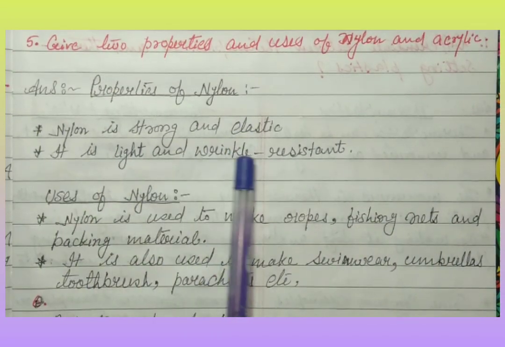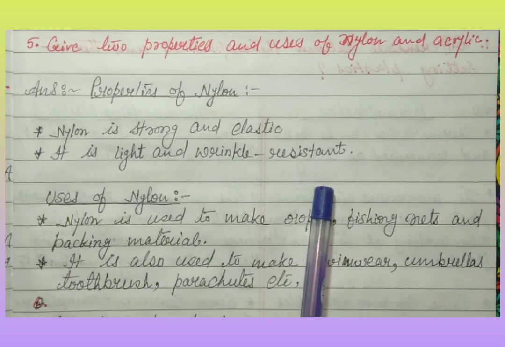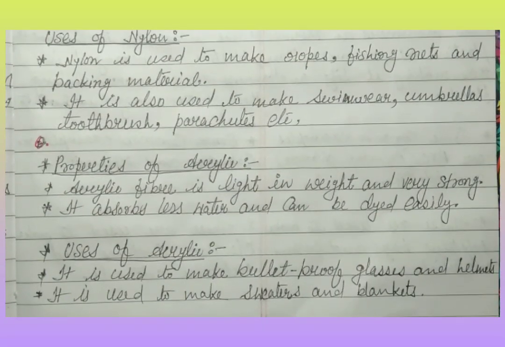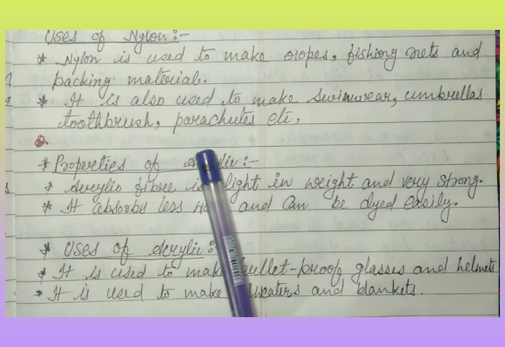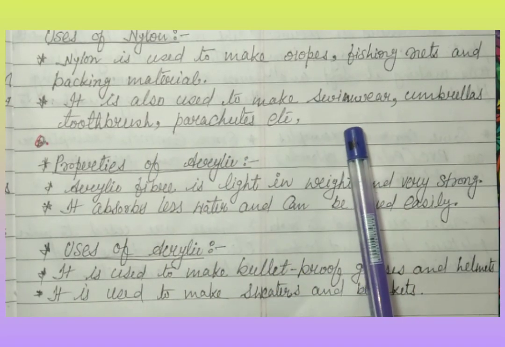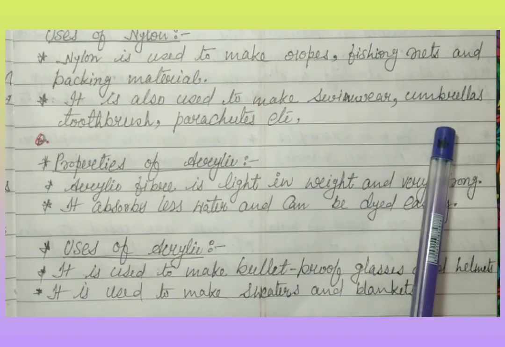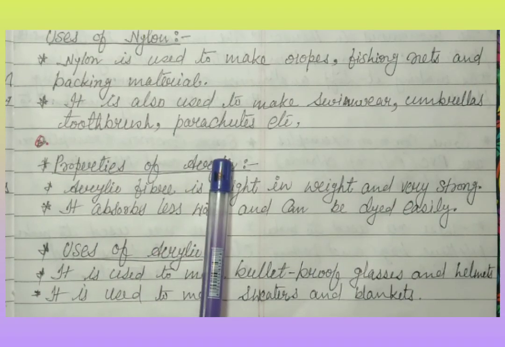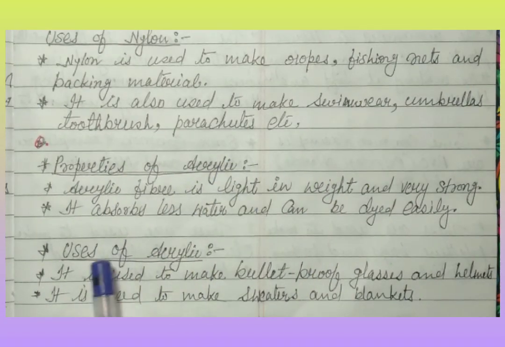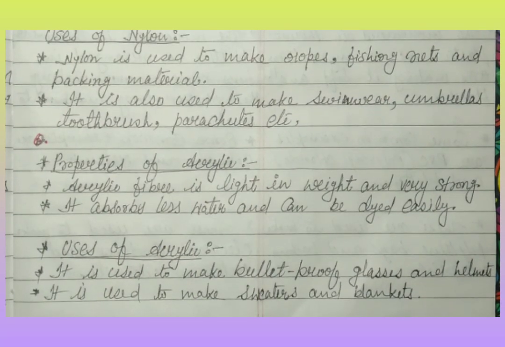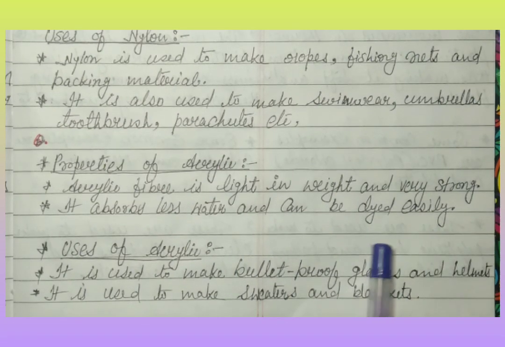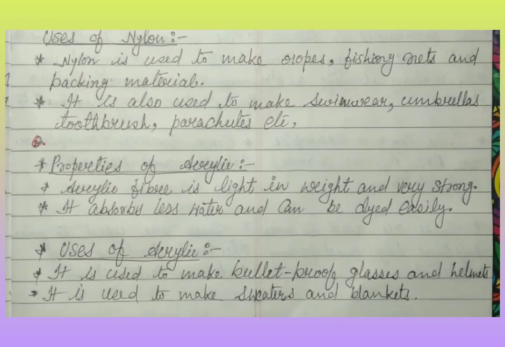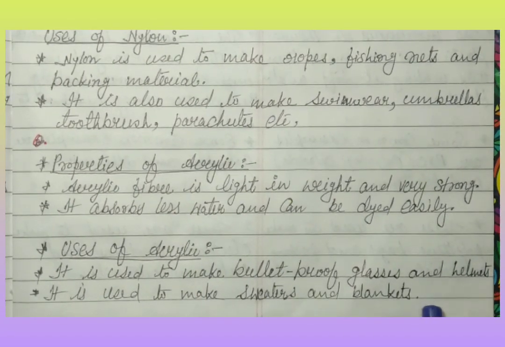Now the next question: give two properties and uses of nylon and acrylic. Properties of nylon: nylon is strong and elastic. It is light and wrinkle resistant. Uses of nylon: nylon is used to make ropes, fishing nets and packing materials. It is also used to make swimwear, umbrellas, toothbrushes, parachutes, etc. Properties of acrylic: acrylic fiber is light in weight and very strong. It absorbs less water and can be dyed easily. Uses of acrylic: it is used to make bulletproof glasses and helmets. It is also used to make sweaters and blankets.